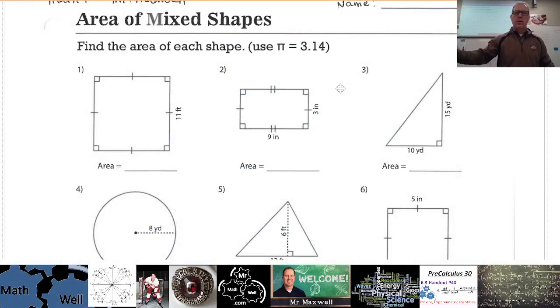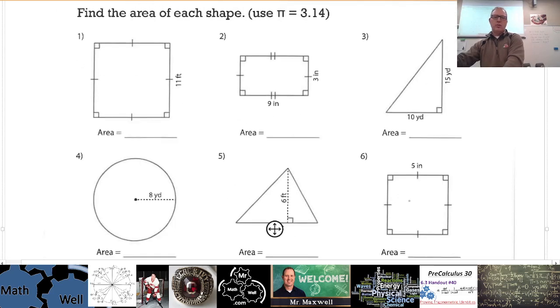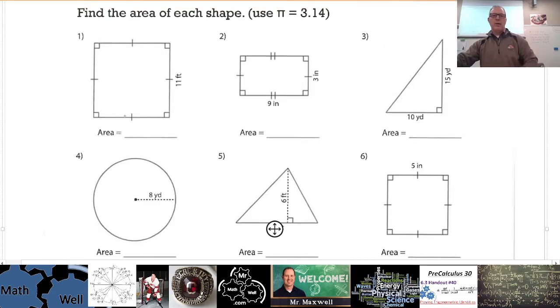Okay, so here's your worksheet, Math 9, on area of shapes. So we have triangles, rectangles, squares, circles, okay, on this first page. So I am going to do with you the first column on the left.